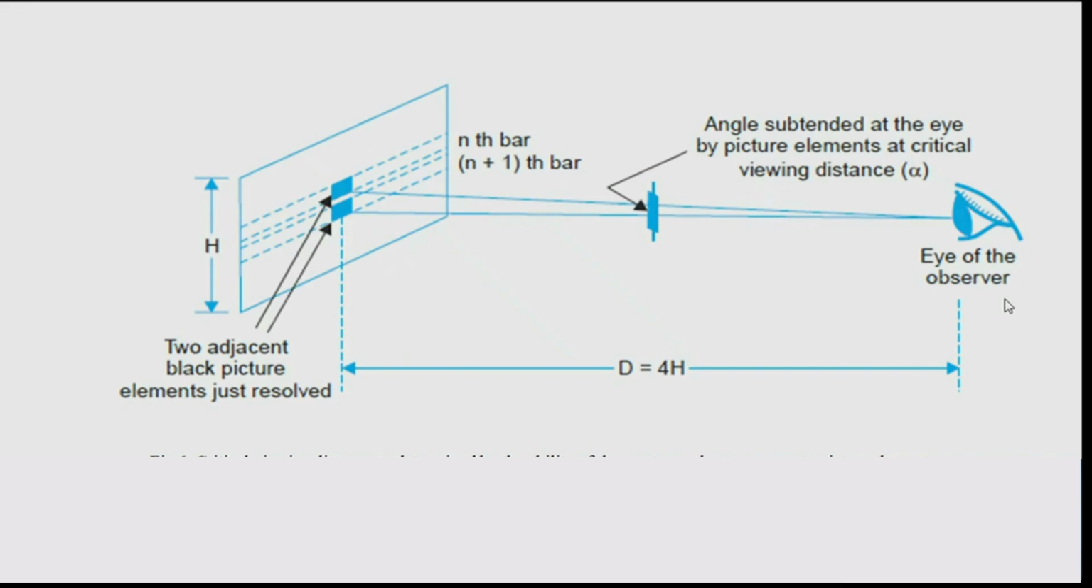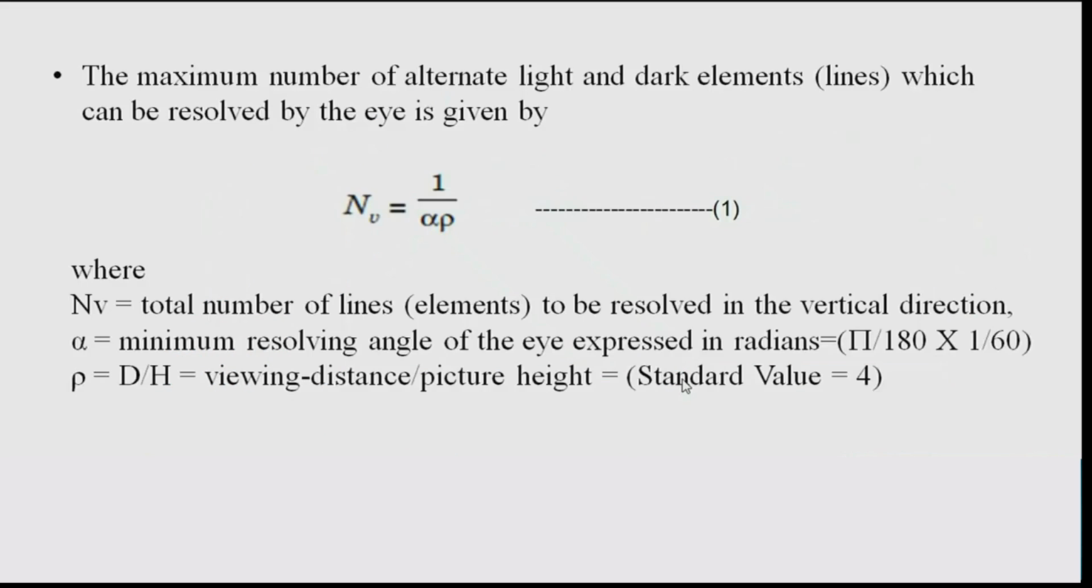This is the eye of the observer. These are two distant black picture elements just resolved, the nth bar and the n plus 1th bar, and this is the eye angle. Here we calculate the eye distance: how much distance we require for two adjacent black picture elements to be just resolved.